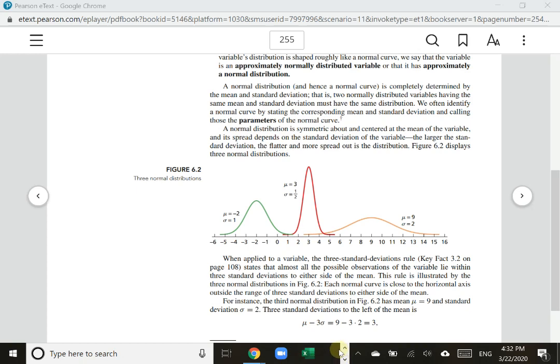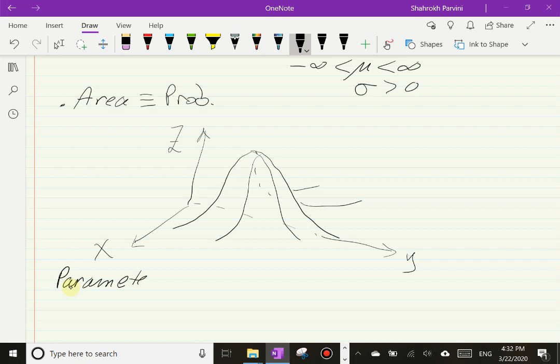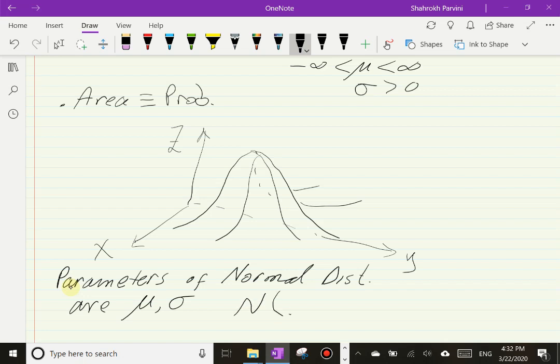Okay, so let me write that over here for you. So we're going to say that the parameters of the normal distribution are mu and sigma. Now, this is how we usually write the normal distribution, N for normal, and then the value of the parameters mu and sigma, which define the distribution.